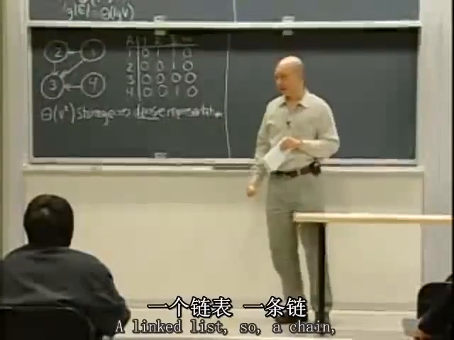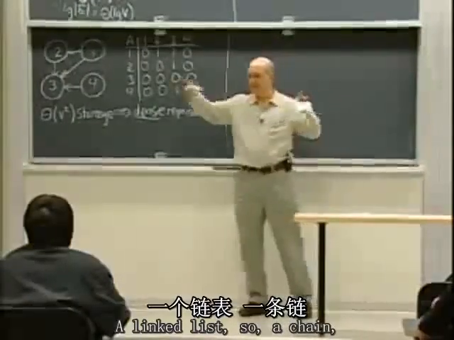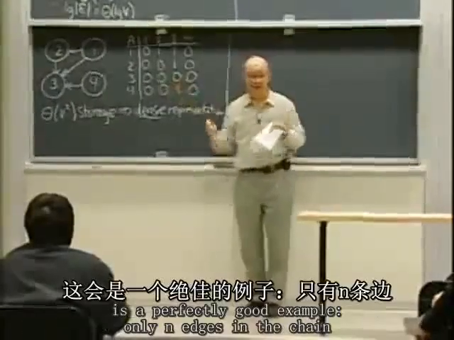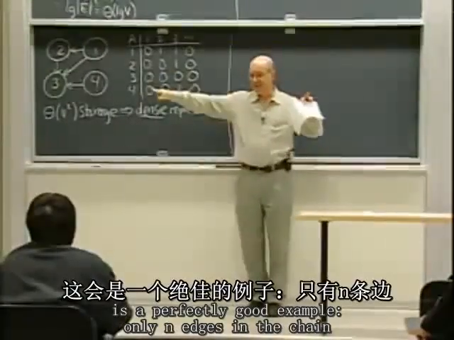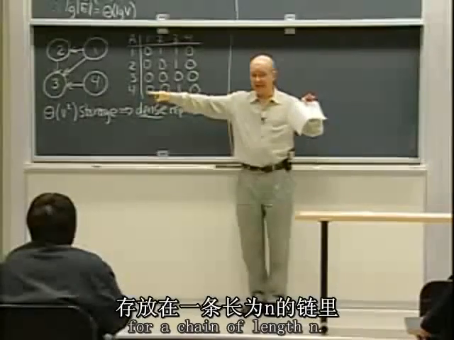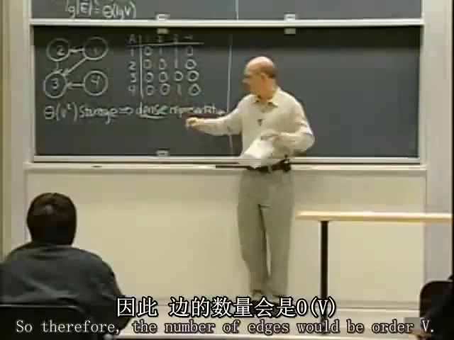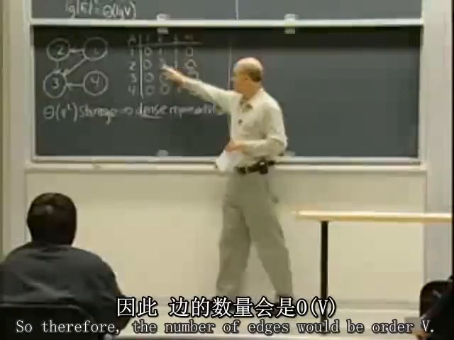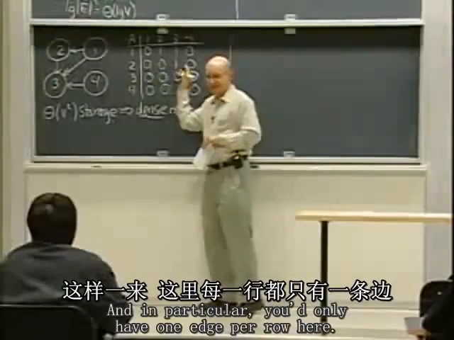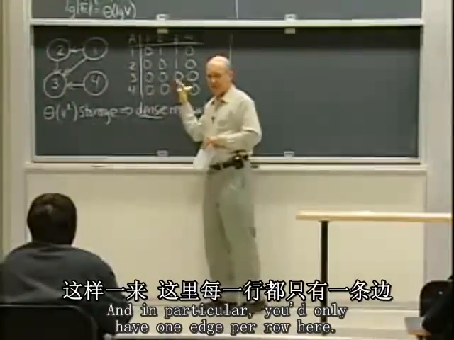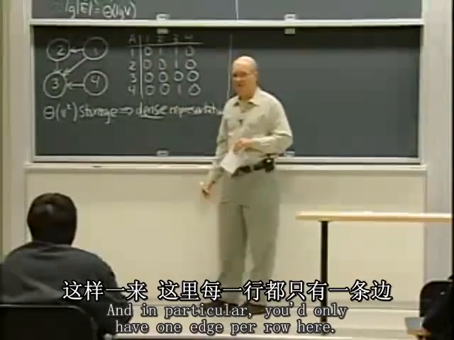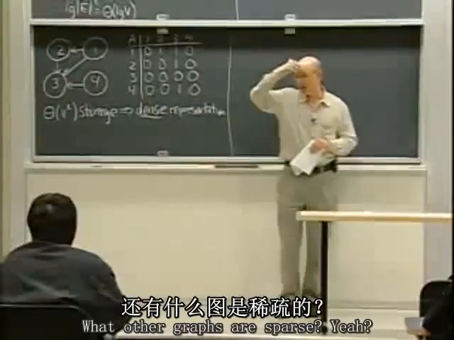A linked list, so a chain. Okay, if you look at it graph theoretically, it is a perfectly good example. Only n edges in the chain, for a chain of length n. So therefore, the number of edges would be order V, and in particular, you'd only have one edge per row here. What other graphs are sparse?